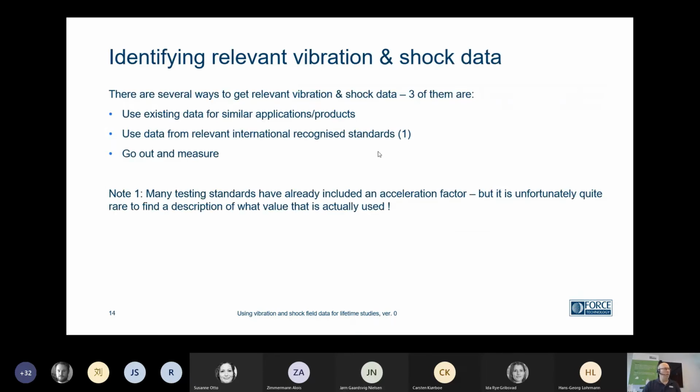Okay, when we want to find some of these vibration and shock data, we can get data in many ways. Three of them are: we can use existing data for similar applications and similar products. We can try to get data from internationally recognized standards. The problem with getting it from standards is that they might have included a certain level of acceleration factor, and unfortunately it's not very clear to find a good description of what value that gives you. But we can also go out and measure, and that's what we will demonstrate in this webinar, where we have a case with an e-bike and an electric car where we made some measurements.